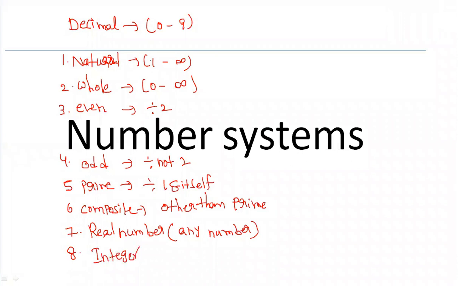So what is the meaning of integer, guys? Can any one of you please let me know in the chat box? What is the meaning of integer? Integers, we have two categories, positive integers and negative integers. Rational numbers and irrational numbers together are nothing but real numbers. Yes, exactly.